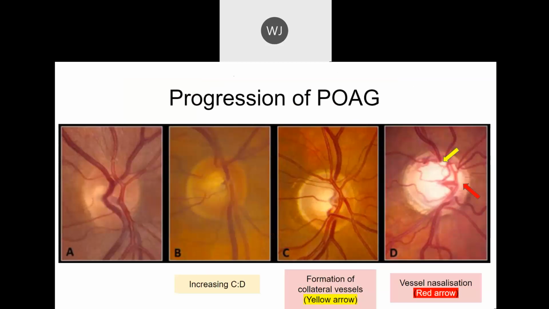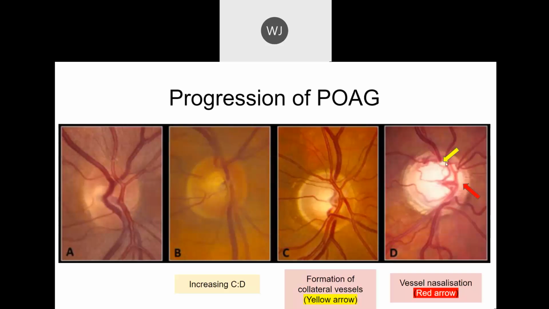Right, so this is the diagram to illustrate the progression of primary open-angle glaucoma. So as you can see over the years, this is from the same patient. The first thing you can note from the optic disc and cup is the cup to disc ratio has already been increasing over the years. So probably in the first photo you can see is a 0.2 cup to disc ratio. The second photo probably 0.4. The third photo will be 0.6, and the last photo will be 0.9.